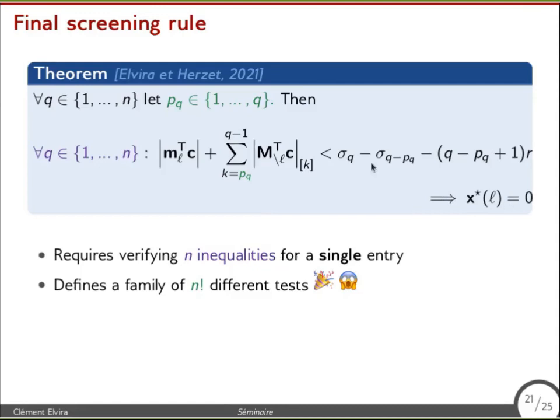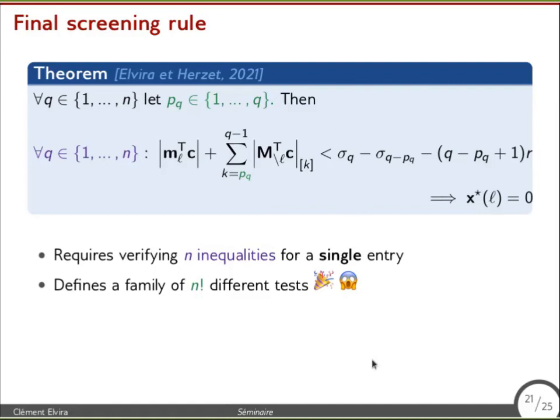So I insist on the fact that this can be implemented in practice. Here I do not need the solution of the dual problem. And to pass, I just need to verify a set of n inequalities. So the positive aspect with that is that, since they are parametric inequalities, there are a lot of tests to pass.